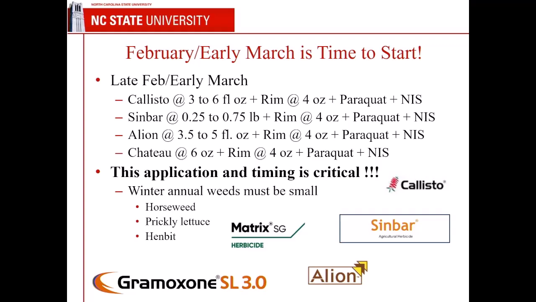Again, it's extremely important that you make this application timely. Those weeds need to be ideally less than 3 inches tall when you make this application if you're going to have good success with a post-emergence control. If we don't kill what's up, there is going to be a problem the rest of the time into the spring. Prickly lettuce and henbit can also be a problem for us as well.